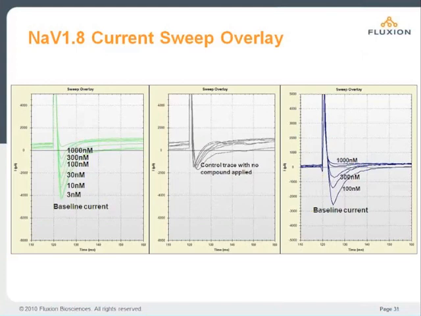Shown here are sweep overlays for ensembles in the previous slide. The first panel in green corresponds to the green trace from the previous slide, showing the reduction in current amplitude with increasing concentrations of A803467. And again, looking at the current amplitudes, we can tell this was done in the ensemble mode. The middle panel is the negative control ensemble, showing little change in amplitude of current during the time course of the experiment. And the final panel is the shorter, higher concentration test series.